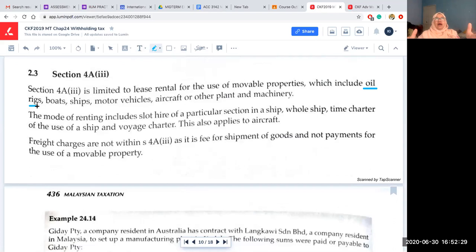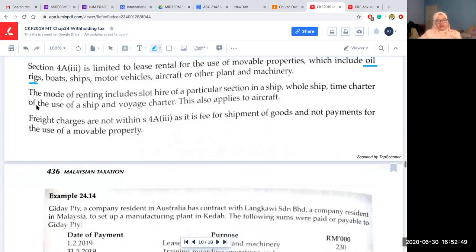So sekarang ni dia buat benda tu as a ship. So dia move around dengan tu. Bila dia pergi tu, okay, dia stop at one place and then they will just dig all the oil, for example. Alright, then finish, move to another place lah. Right, then do some more digging. Okay, voyage charter. So apply lah. Also apply to aircraft. Right.